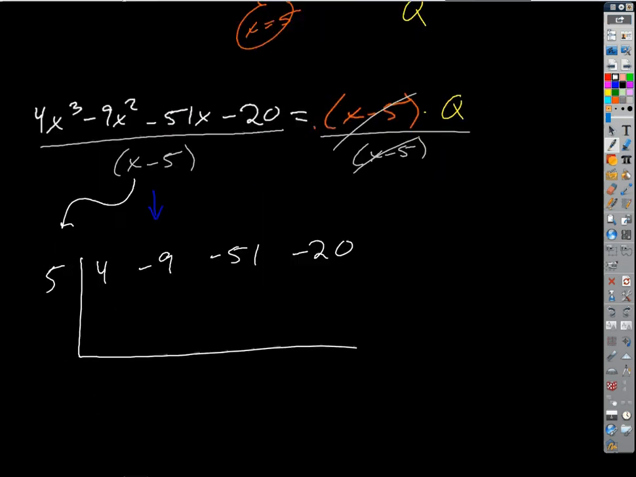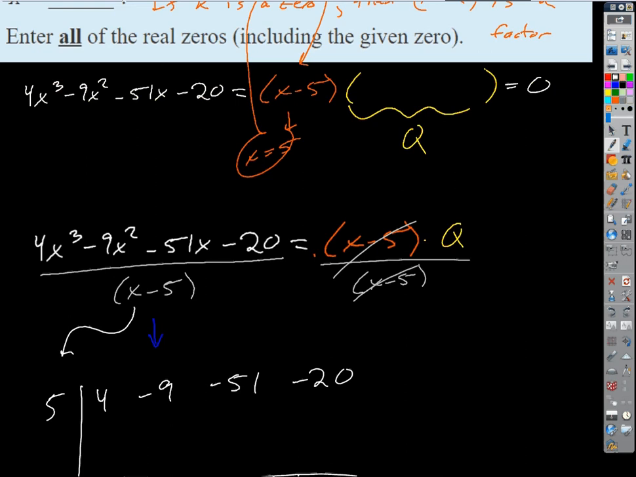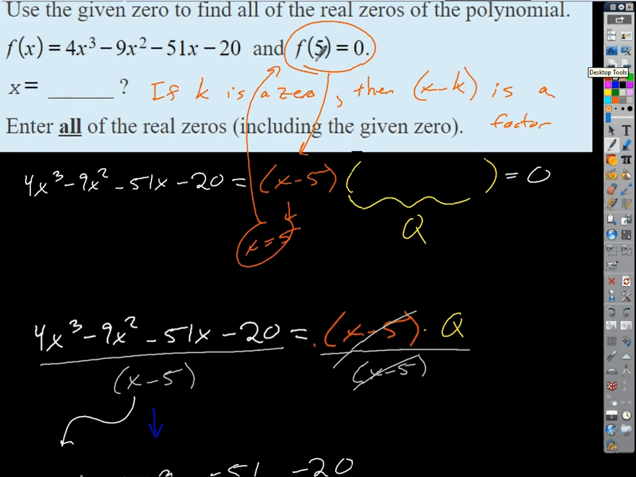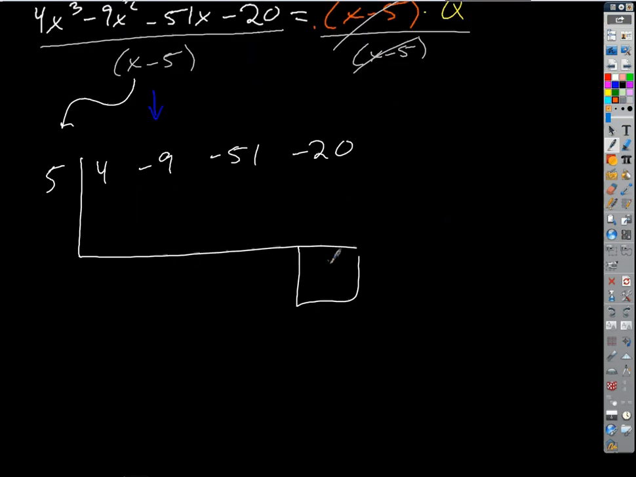And so our goal then is we just need to figure out, now I know what has to go in the box. 0. Has to be 0, right? Because we're told up here that f of 5 is equal to 0, right? So we know right away that this has to be 0. Our goal is just to figure out what goes here, right? So we'll do synthetic division.